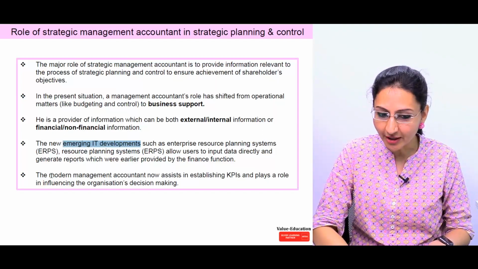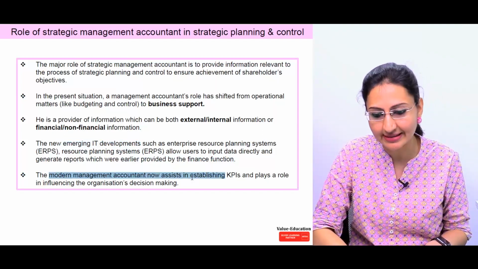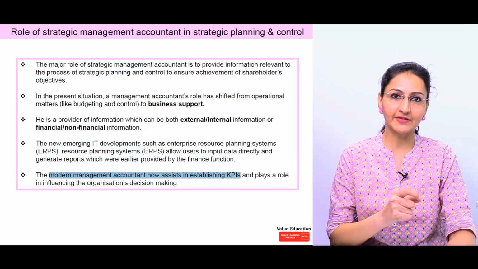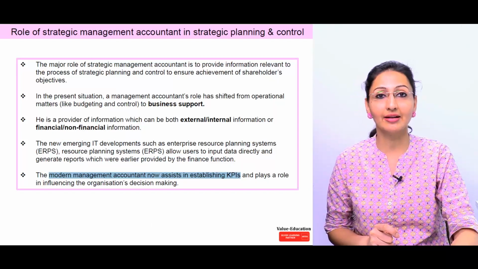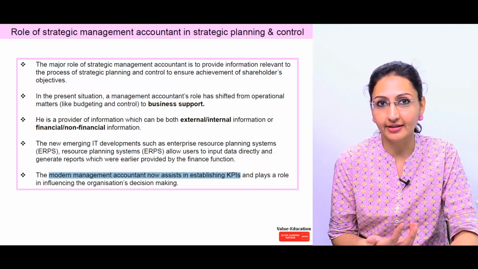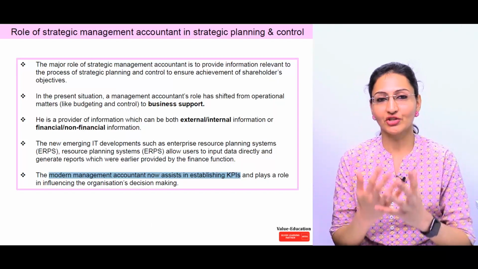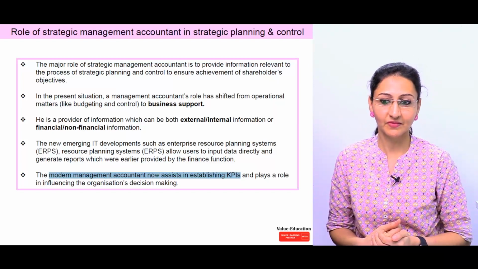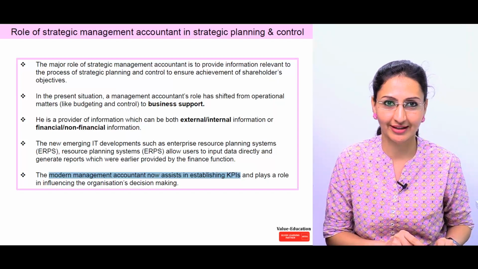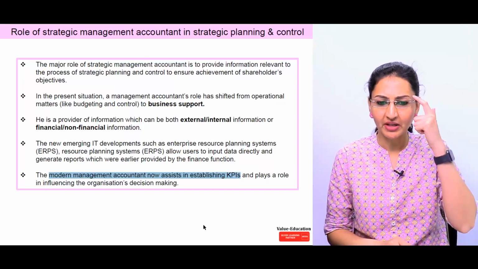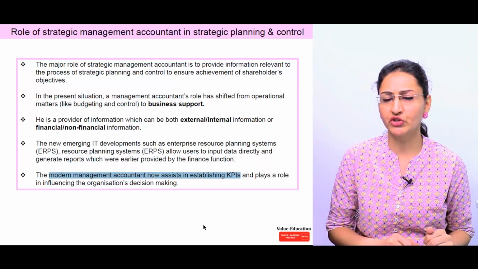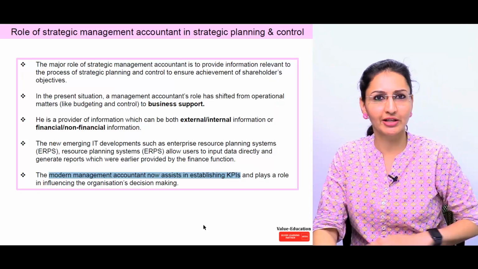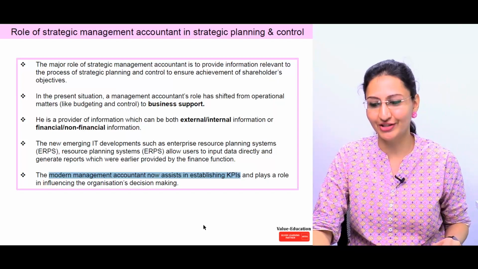Then the modern management accountant now assists in establishing KPIs. As I just said, CSFs and KPIs are also decided while a discussion happens with this management accountant as well. That means he plays a role here also. So this is the changing role of the strategic management accountant in the strategic planning and control process, which is absolutely a 360-degree change now.